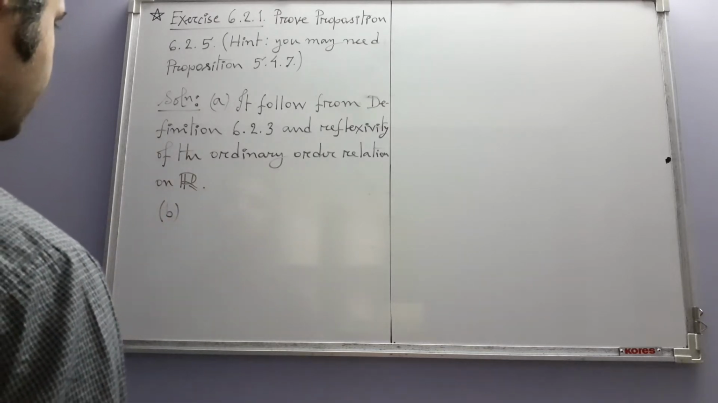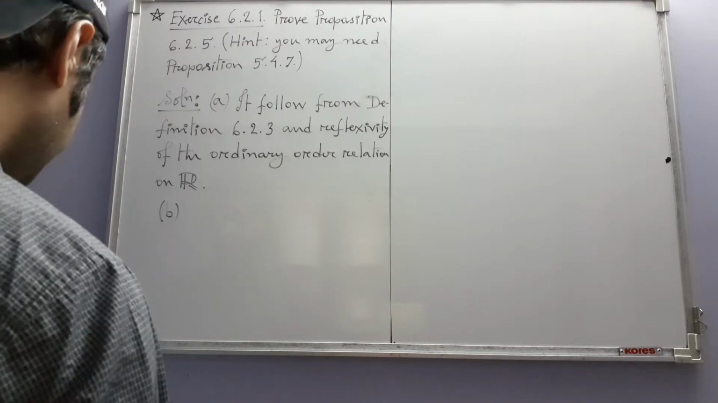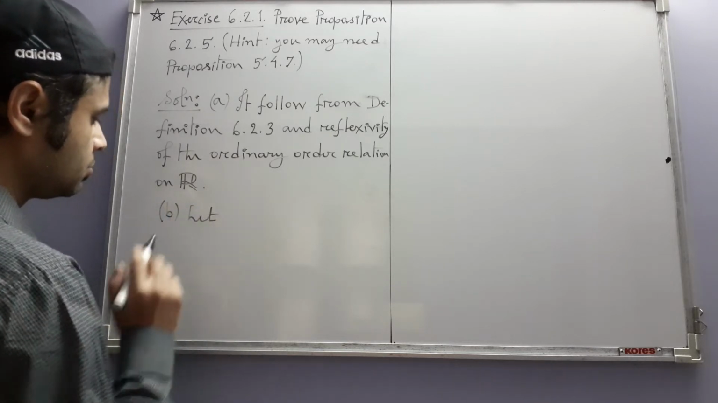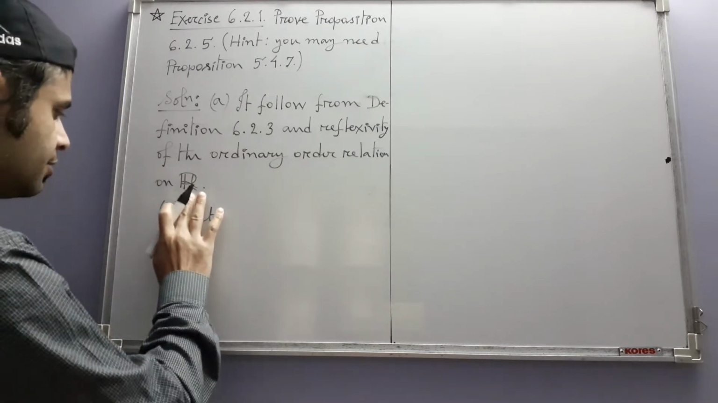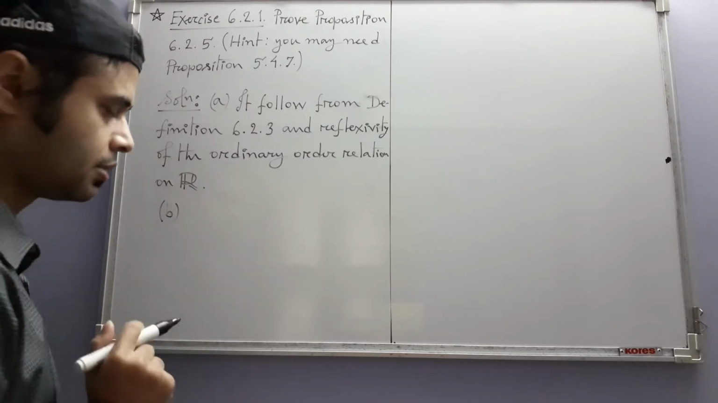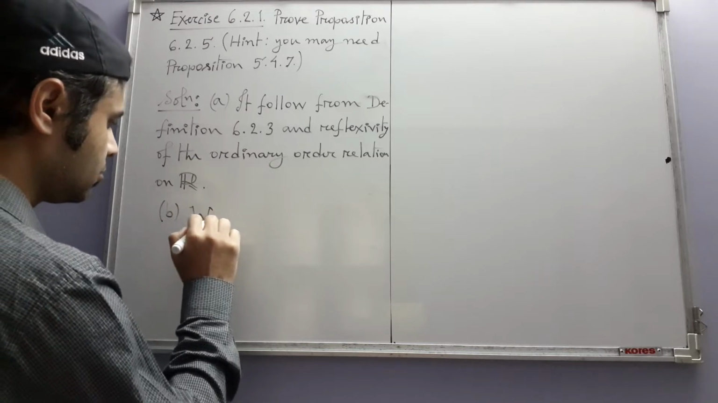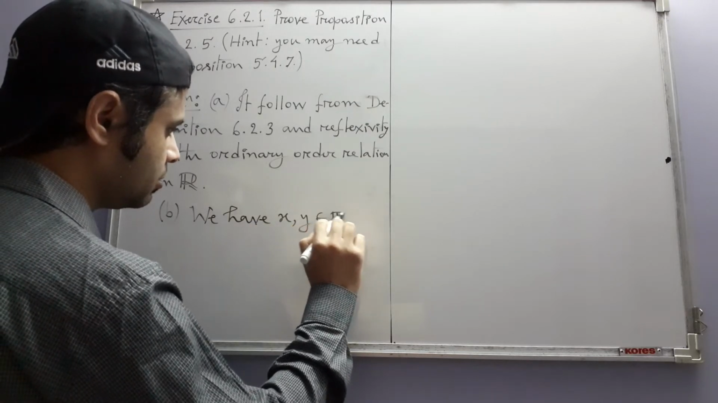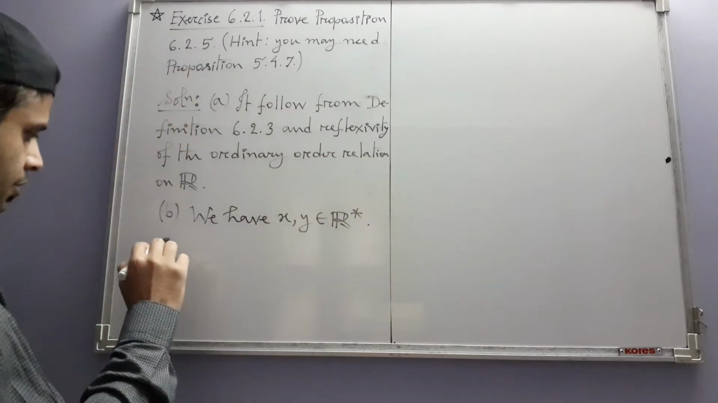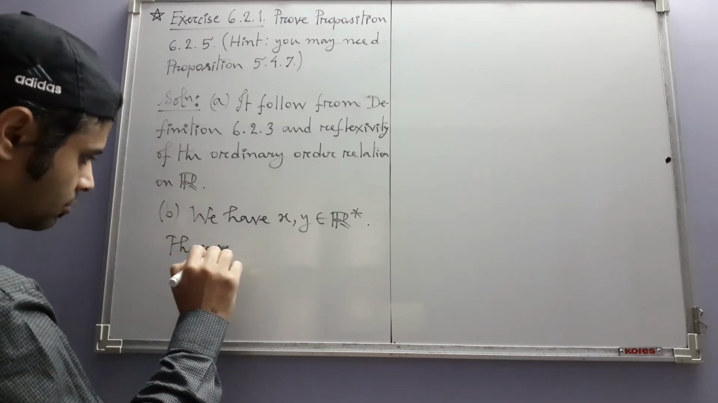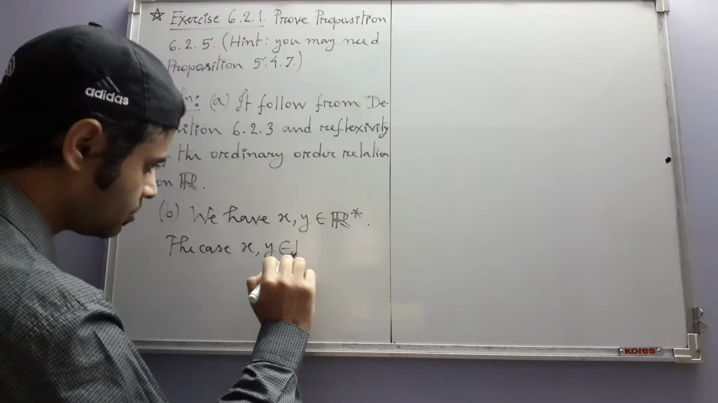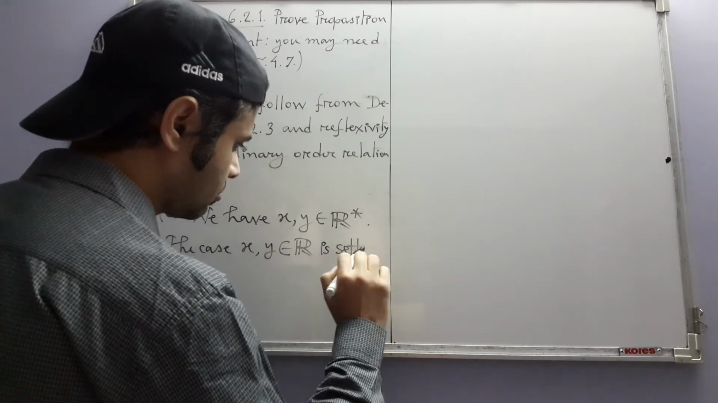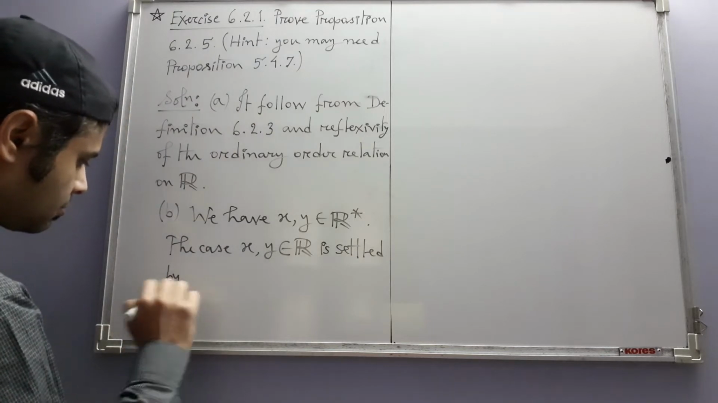Then in part B, we have to prove trichotomy. We don't in fact have to assume x and y separately because it's already given there in the statement. So we start like this. We have two extended real numbers. The case where both of them are actually real numbers is settled by that proposition.